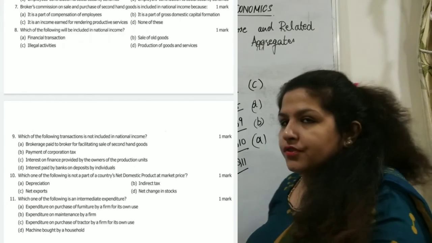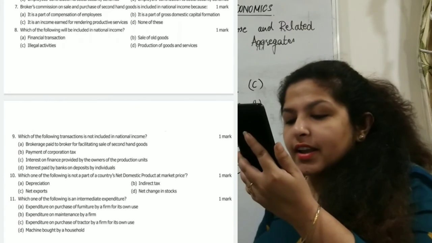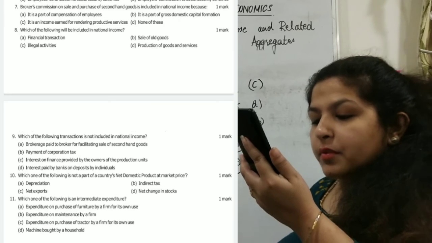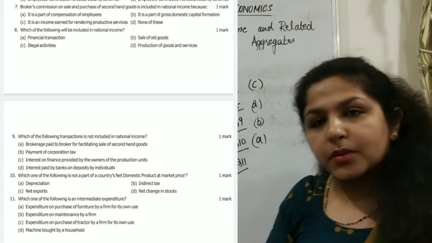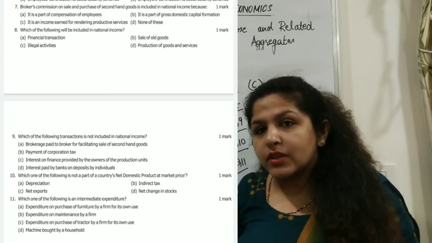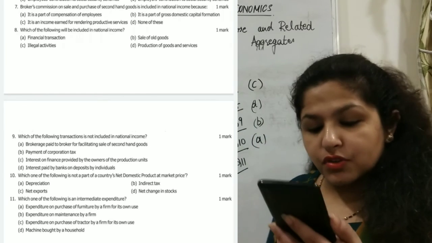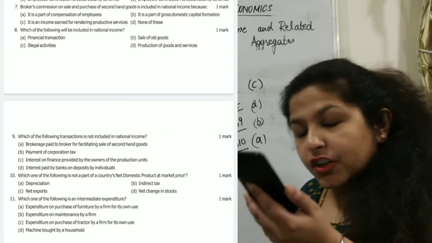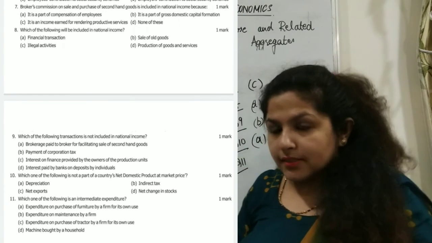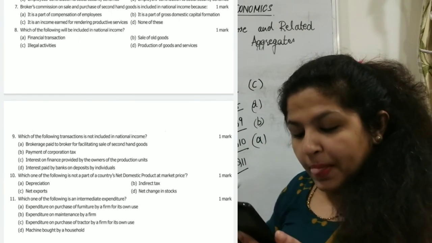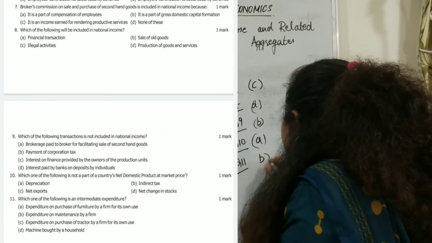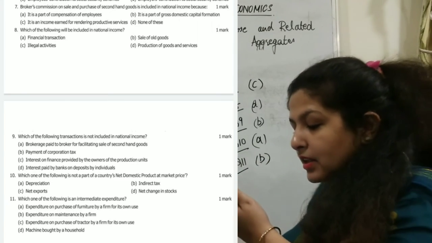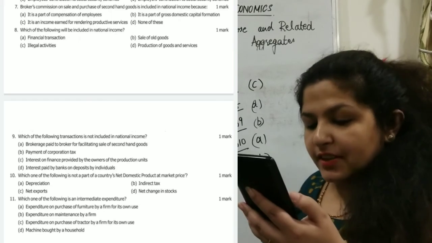Next and the last question for today is, which of the following is an intermediate consumption, intermediate expenditure? We should know the final consumption is not intermediate consumption. कोई investment होती है, that is also not intermediate consumption. So expenditure on purchase of furniture, this is investment. This is not an intermediate consumption. Maintenance of the firm, right? Expenditure जो हमने किया है, that is intermediate consumption. Otherwise, machine bought by the firm, ये सब investment है.